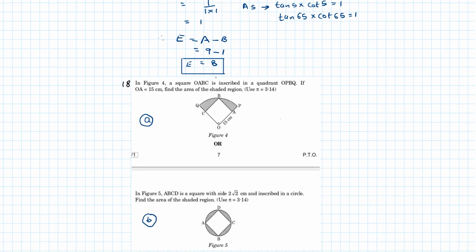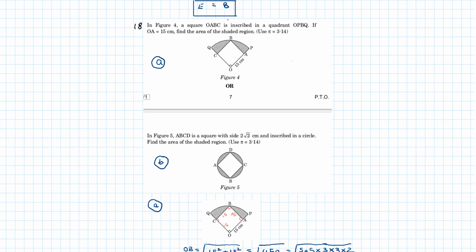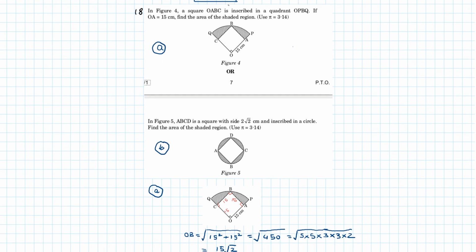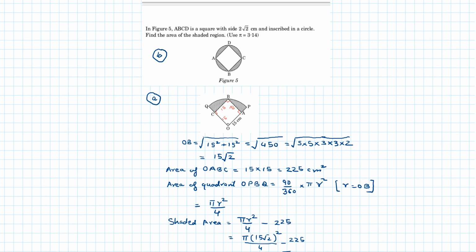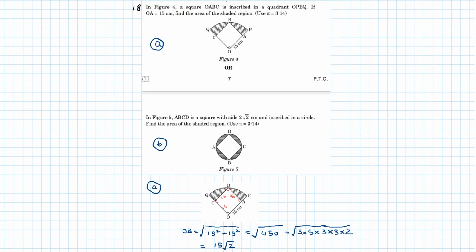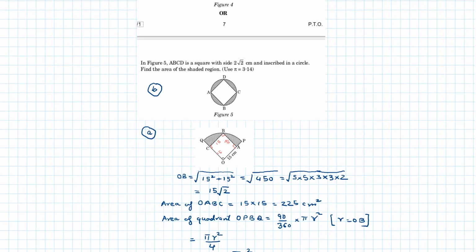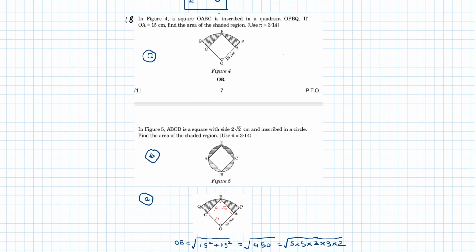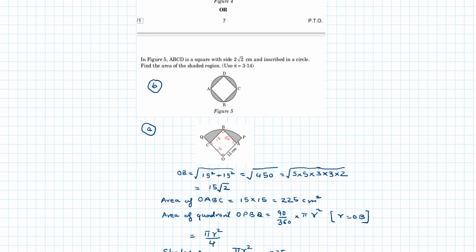Let us come to question number 18. Question number 18 has two options, A and B, so we will solve both, and we are supposed to find the shaded area. Let us try to solve the first part, that is A. In A we are given OA is equal to 15 centimeter, and that OABC is a square. That is the concept we have used.